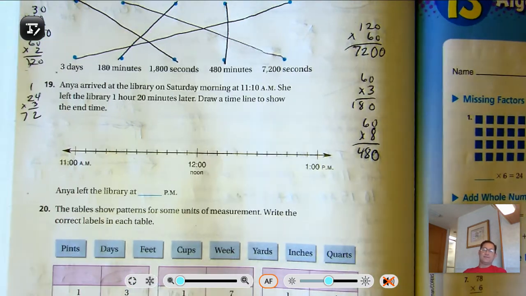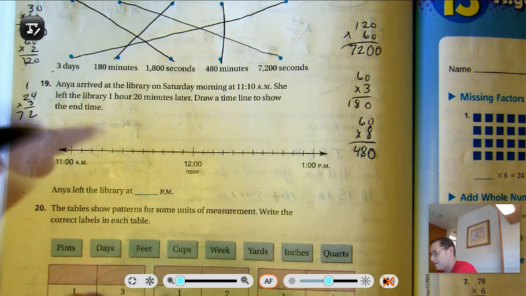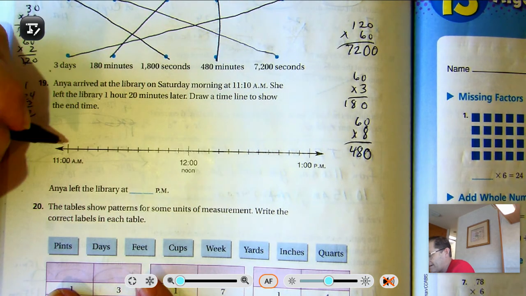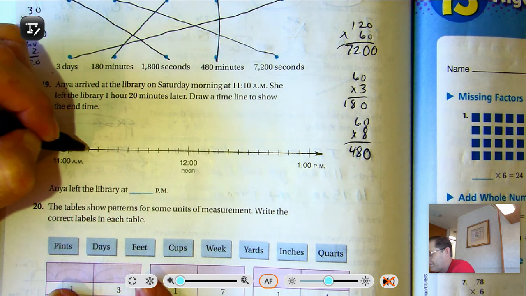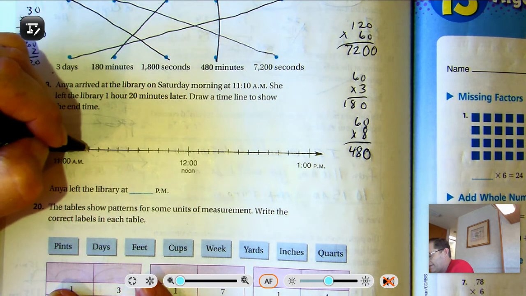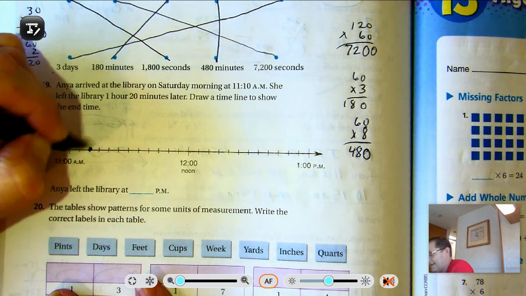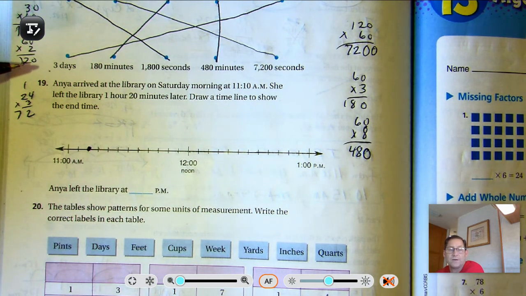19. Anya arrives at the library on Saturday morning at 11:10 a.m. She left the library an hour and 20 minutes later. Draw a timeline to show the end time. All right, so she starts at 11:10, counting by 5s: 5, 10, 15, 20, 25, 30, 35, 40, 45, 50. And she's going to work an hour and 20 minutes.